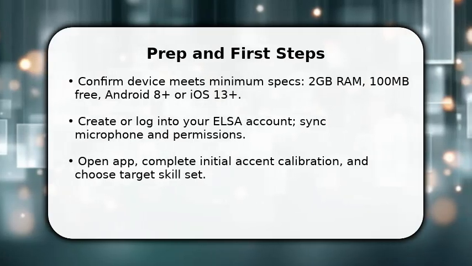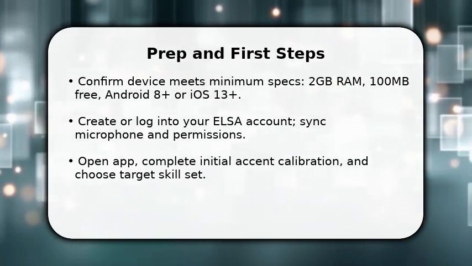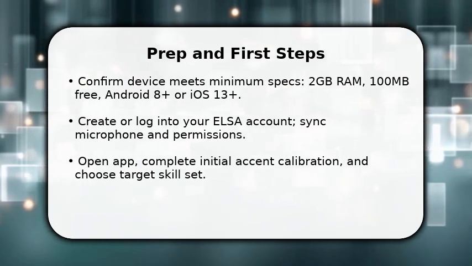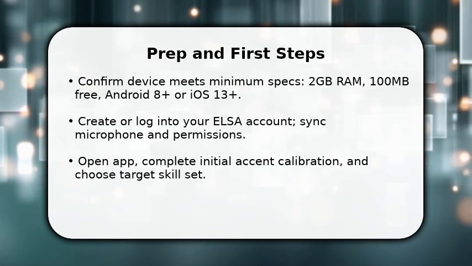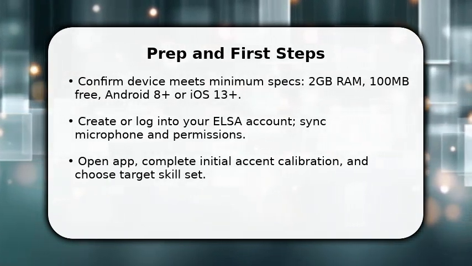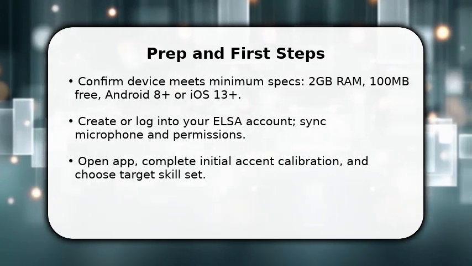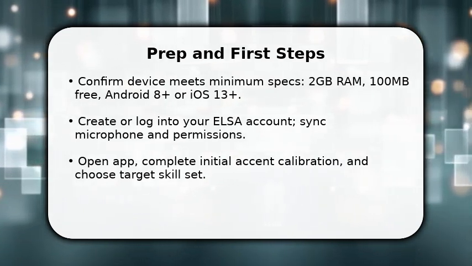You start by ensuring the basics are present: device specs, storage, and microphone access. Once done, log into or create your Elsa account and allow permissions so audio flows freely. Next, run the initial calibration and pick the target skill set, pronunciation, fluency, or conversation, so the model adapts to your goals. Make sure to select your native language for contrastive feedback. These first steps get the system personalized and ready.